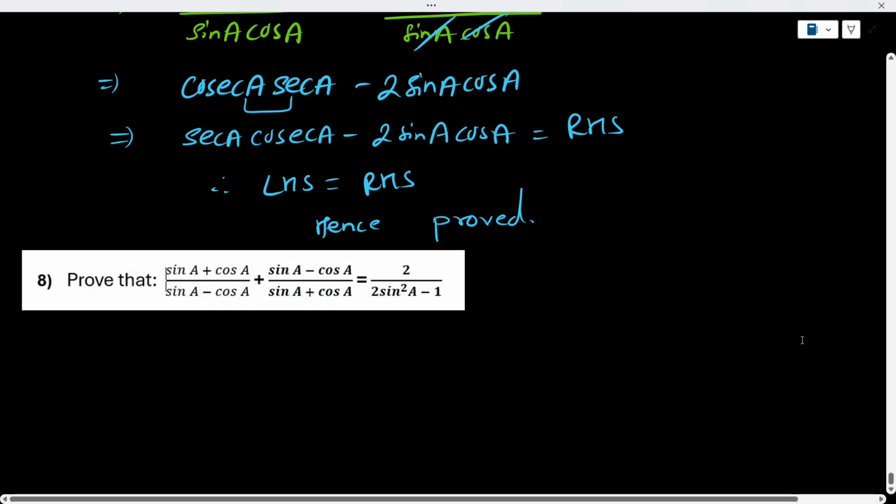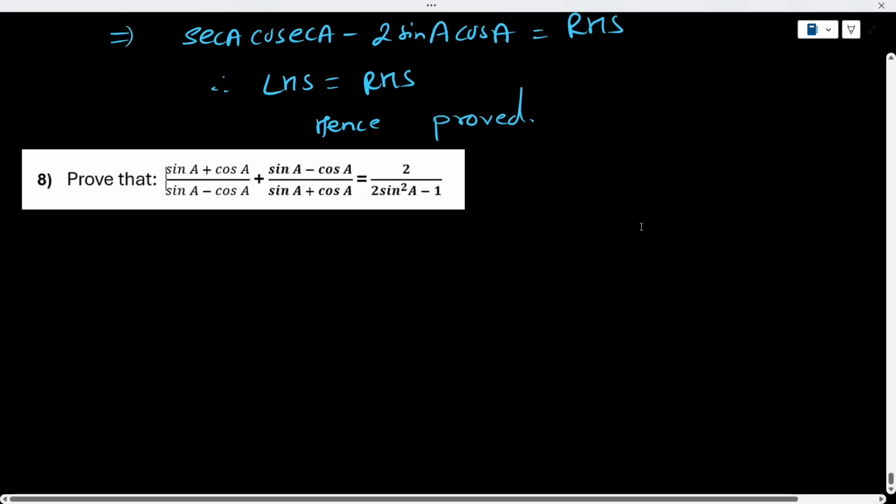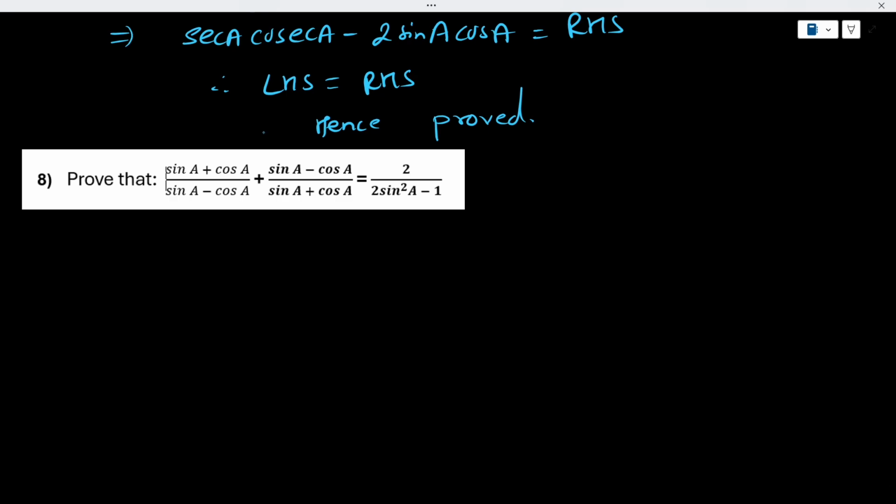So this is our next question, question number 8. It's given here: sin A plus cos A by sin A minus cos A, plus you have the reciprocal of it, is equal to 2 by 2 sin square A minus 1. Again you can start with the left hand side, and you will check how we are going to reach the right hand side.